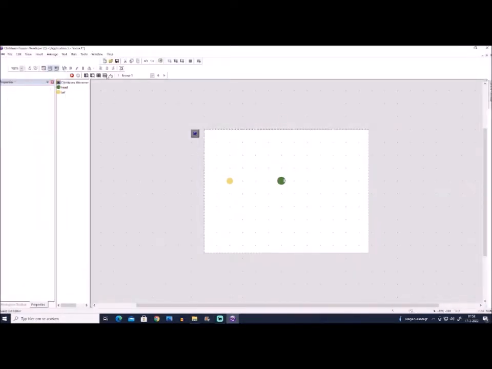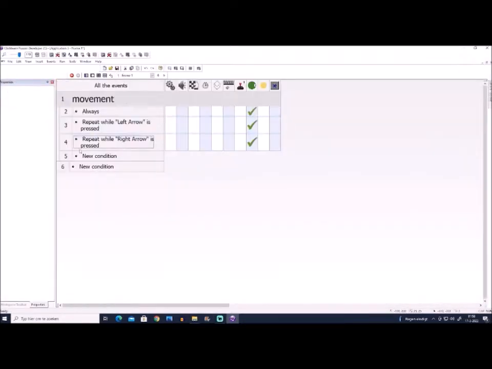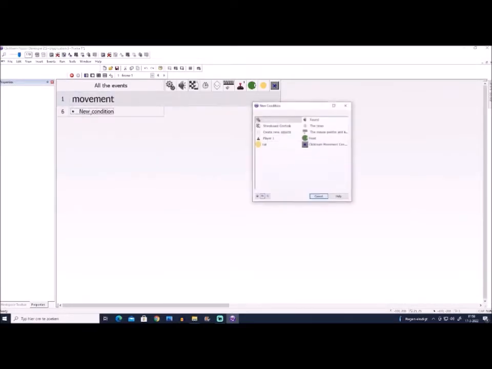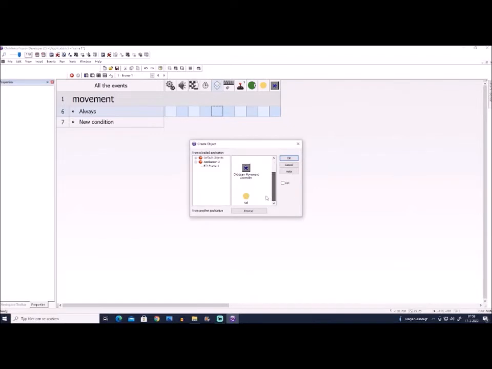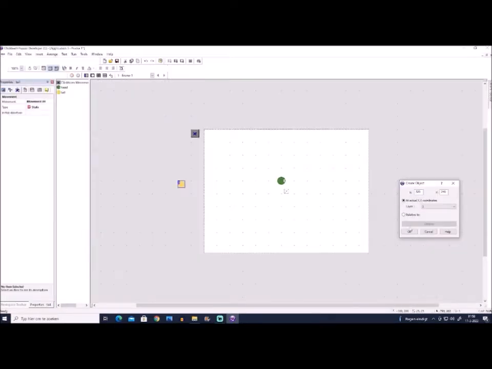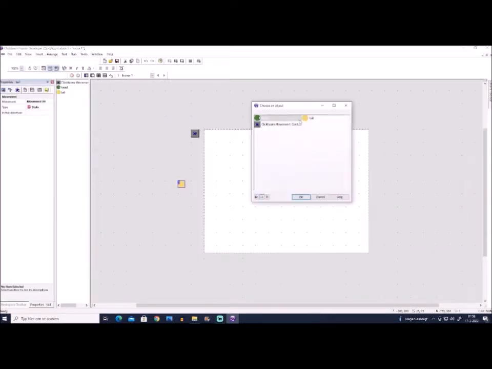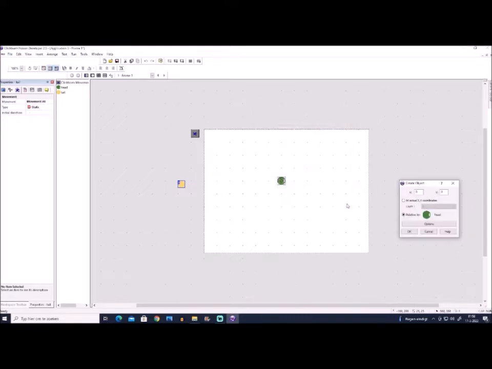And then what you do is make an always event, and in that always event, you always create the snake body on the position of the head of the snake. And if you do that, you have a really long snake body that follows your head wherever it moves.